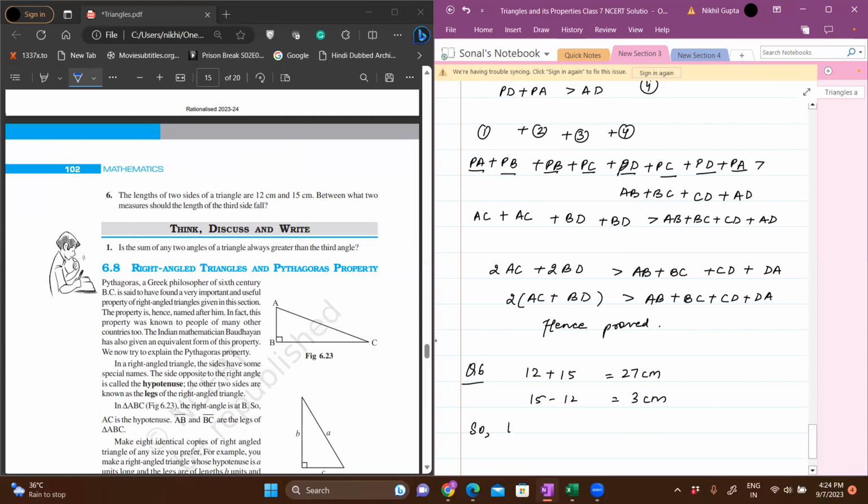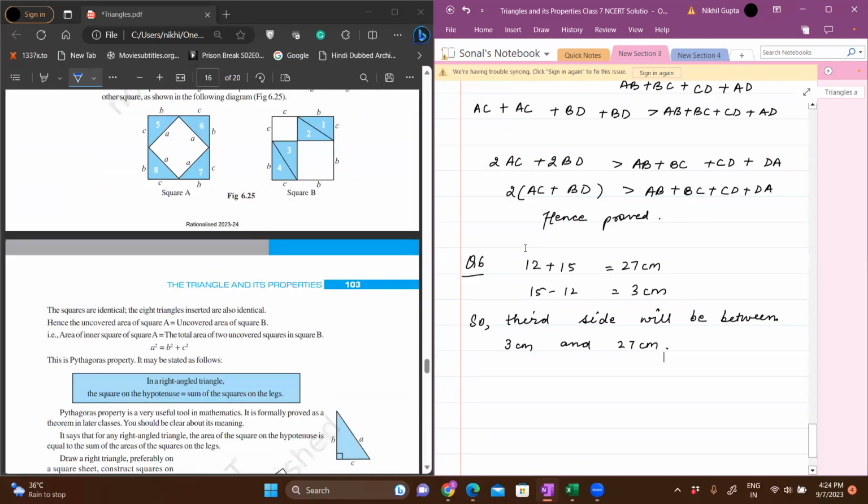So, we can write down: the third side will be between 3 centimeter and 27 centimeter.